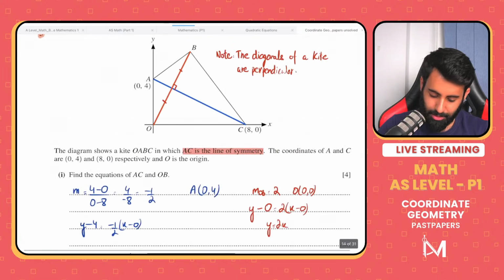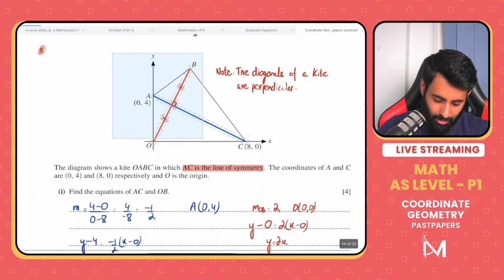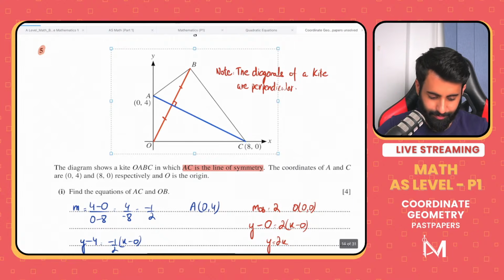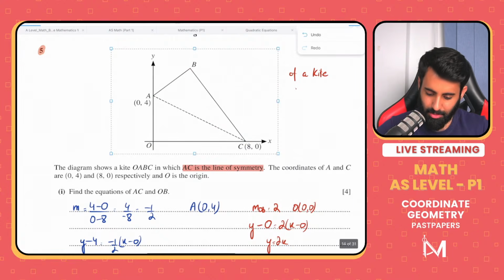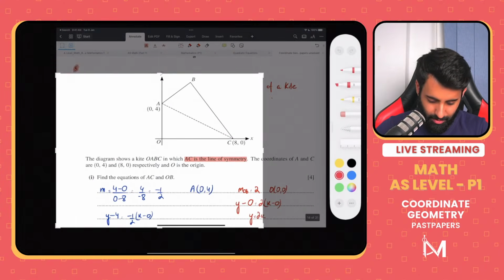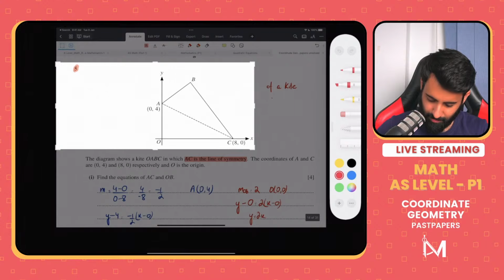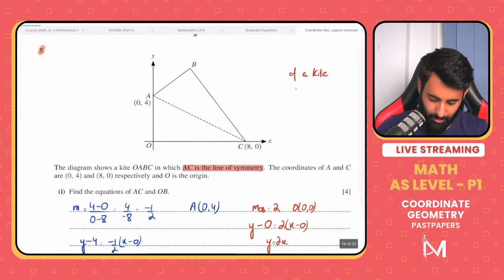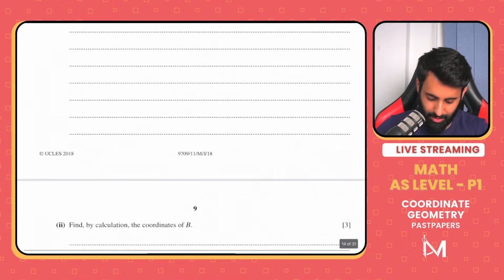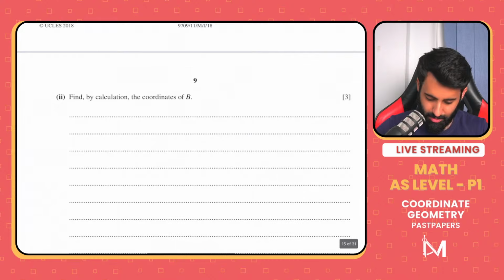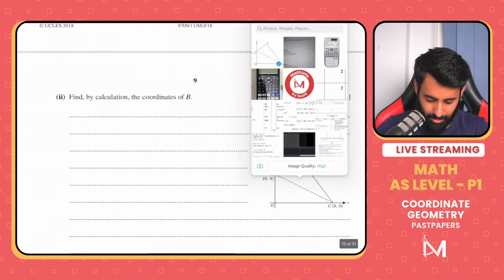In part 2, you're supposed to find out the coordinates of B. Okay, so just a minute. Let me take this to the next page. In fact, let me take a screenshot. Just a minute. Okay, while I'm doing this, any idea how we're going to find out the coordinates of B?